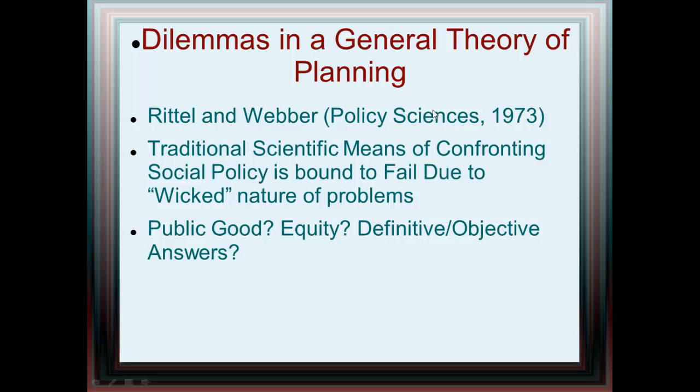So the first article that we'll be discussing is called Dilemmas in a General Theory of Planning, written by Rittel and Webber in Policy Sciences in 1973, and this is a very key reading that has had a great impact in the field. Specifically, their wording noting things as wicked or wicked problems.